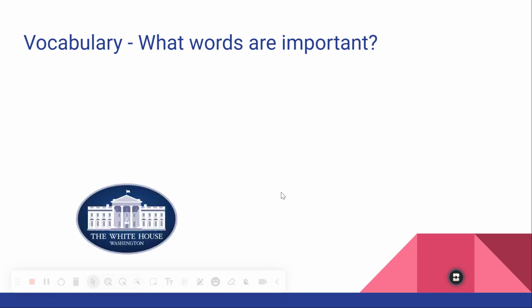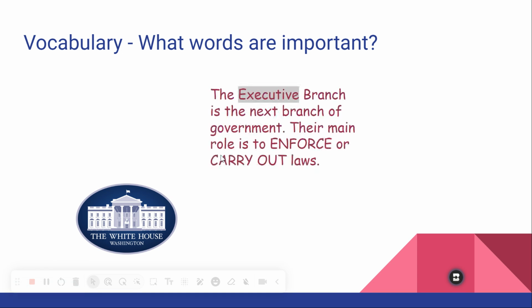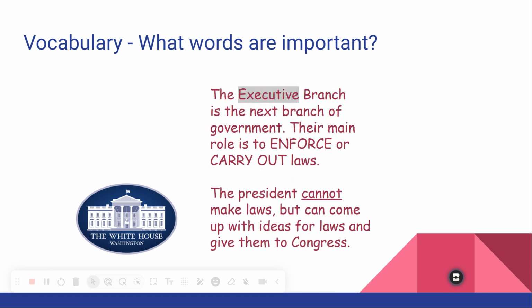The next branch is the executive branch, and we generally associate that with the president. So the seal for the White House is right there. The executive branch is our next branch of government. Their main role is to enforce or carry out laws. So they don't create law, they just make sure that those laws are listened to.